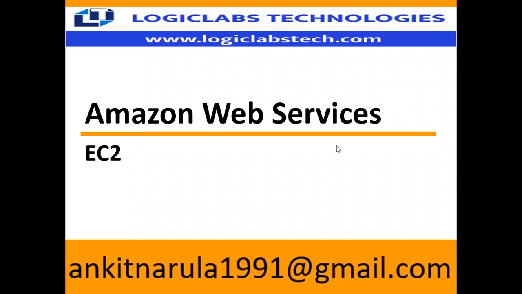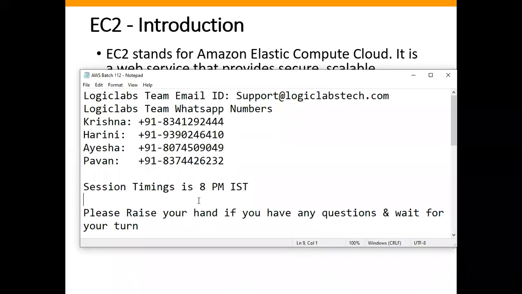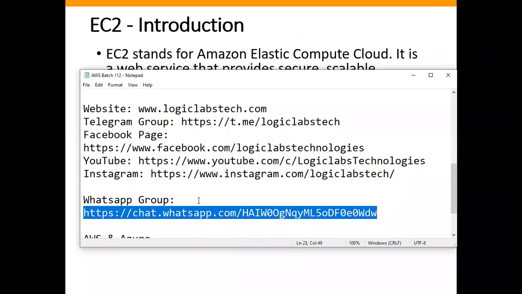What is EC2? EC2 stands for Amazon Elastic Compute Cloud. It's like a computer. Like I have this particular laptop, I have this particular computer. If I want to create the same computer in AWS also, that particular service is called EC2. EC2 is a virtual machine service. With the help of this service, we are going to create virtual computers in AWS.